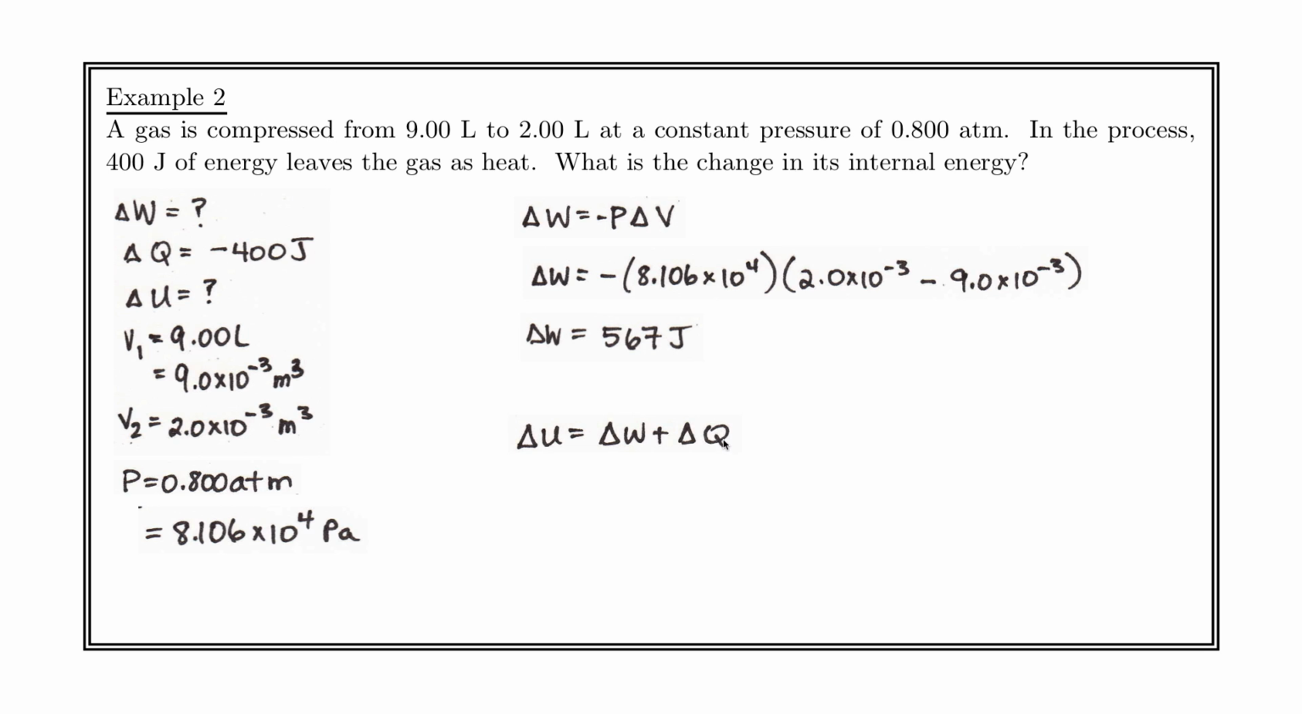And we can pop this into our first law equation. We can say, okay, the work minus the heat is equal to the change in internal energy. And of course, this is 167 joules. Because this is positive, it means the temperature of this system will increase.